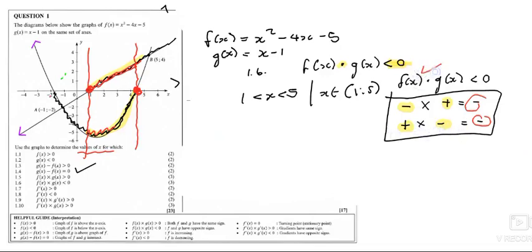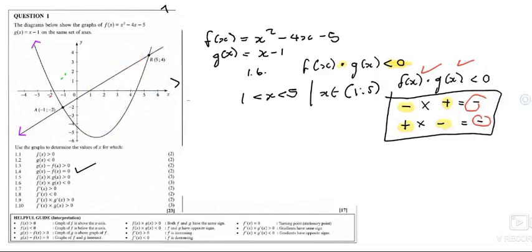Where f is positive, but g is negative. Let's go ahead and look at that one. Now we're going to check which restriction: where f is positive and g is negative. So let's go ahead and do that.